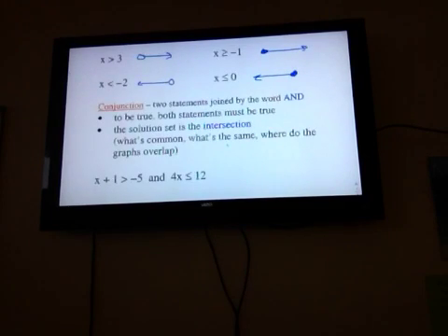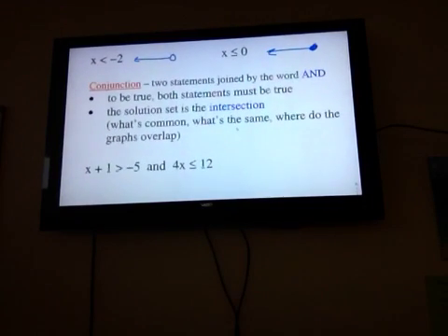Okay, so we're going to start with a conjunction. A conjunction is two statements joined by the word and. To be true, both statements must be true. The solution set is the intersection. So the blue words are the important words here to know and correlate with each other. And is an intersection.